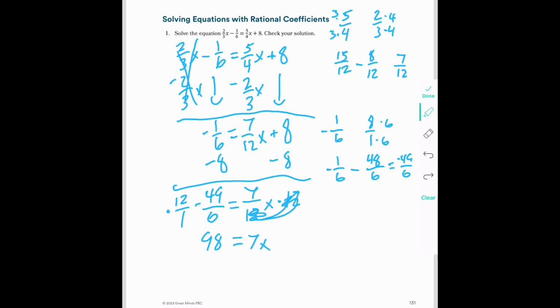All right, and then finally you have to divide by 7. Then x would equal, and this is still negative, by the way. Don't forget your negatives. So then 98 divided by 7 is 14. So this is a negative 14.